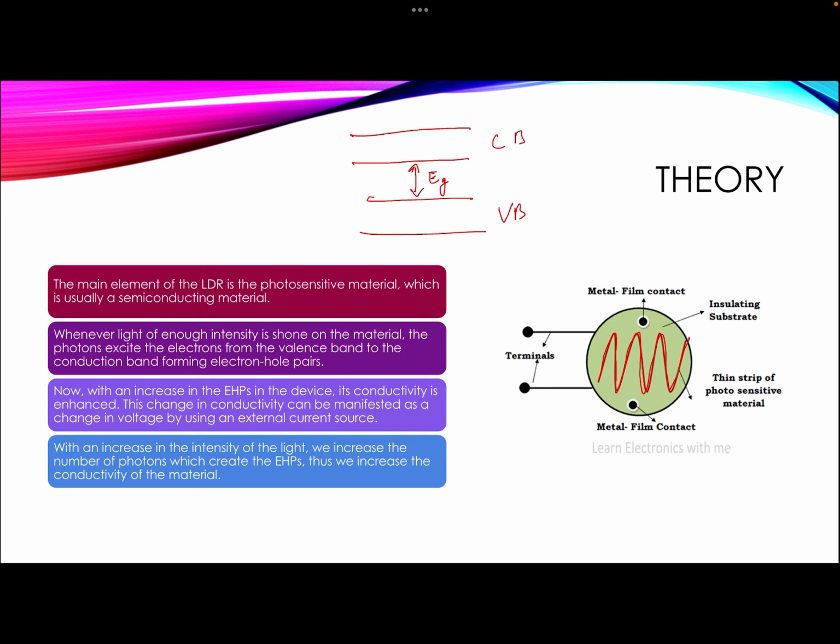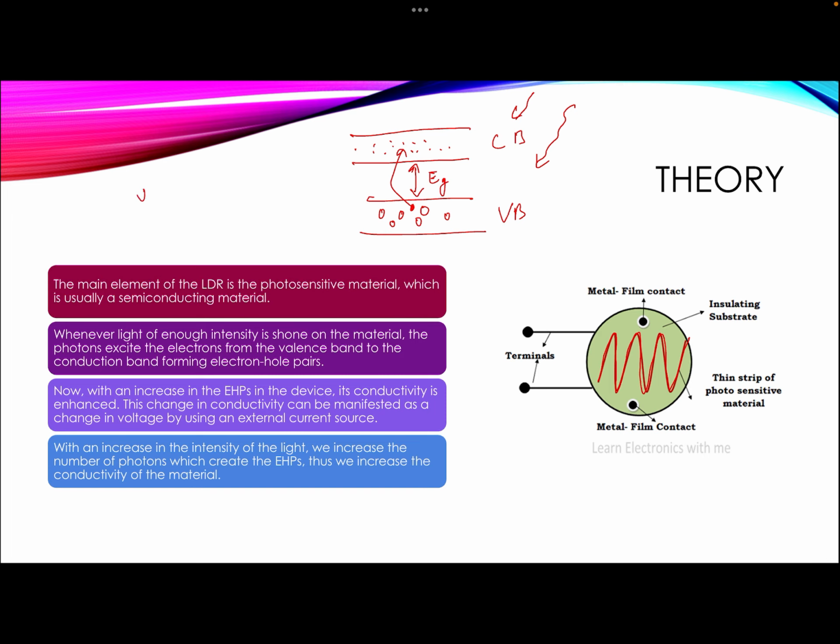So if it is a direct band gap semiconductor, as soon as we shine light onto it, we know that the electrons in the valence band will be excited to the conduction band. So we'll have an abundance of free electrons in the conduction band, and also as the electrons excite from the valence band, they leave behind the holes. So the abundance of holes in the valence band also increases.